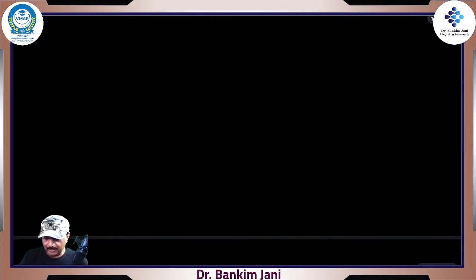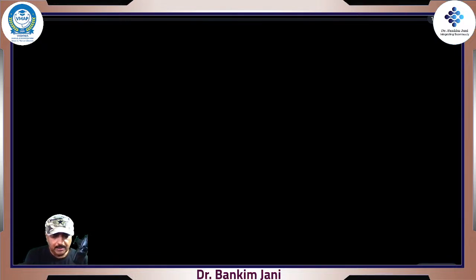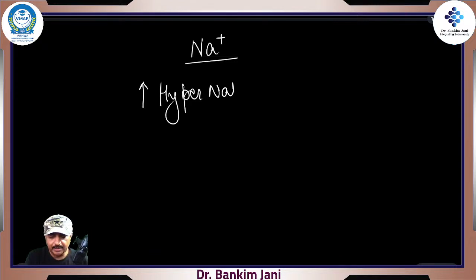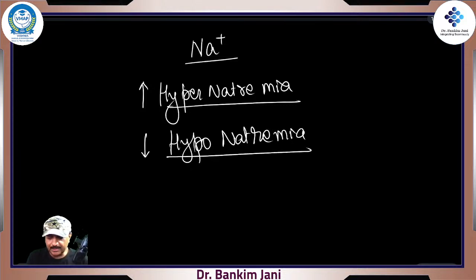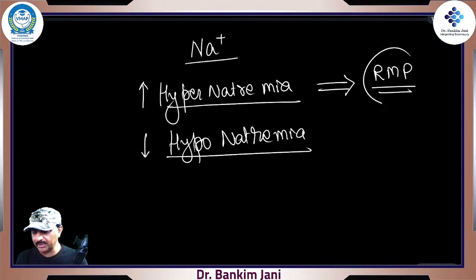Okay, if I ask one more question, when it comes to sodium, when the sodium level is high, it is called hypernatremia. And when it goes down, obviously it would be called hyponatremia. Let's pick up this condition. What would be the effect of hypernatremia on RMP, resting membrane potential?